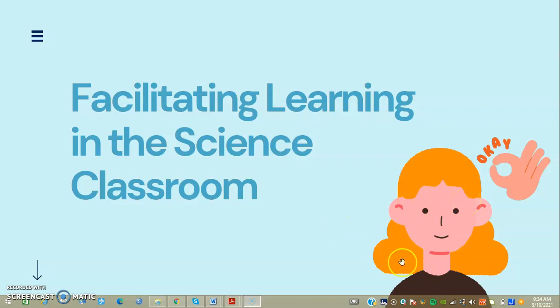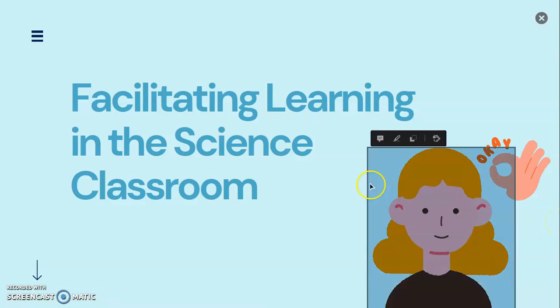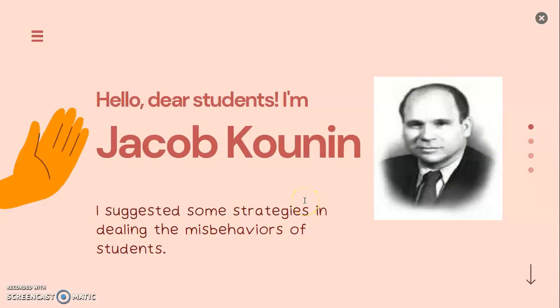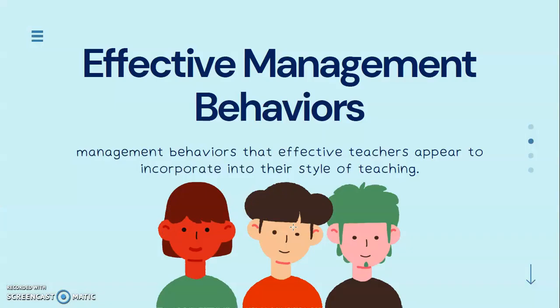So, we have, okay, for a while, naghang yung laptop. Okay, so we have this person, Sir Jacob Kounin. So, he suggested these strategies in dealing with the misbehaviors of students. So, specifically, meron siyang 6 strategies. Nag-mention siya ng 6 strategies. So, let's try to learn those different strategies that we can do for us to become effective science classroom teachers.